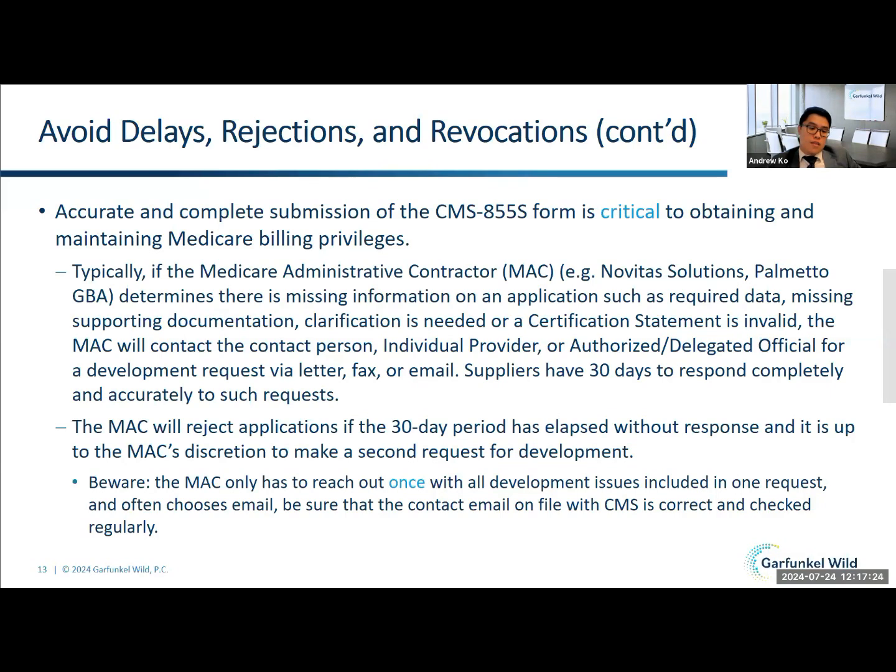What we've seen is that the request may not always be clear, so it's important when you get this notification to reach out in order to get clarification. For example, they may just cite a general supplier standard without actually explaining what is missing. The MAC will reject applications if the 30-day period has lapsed without response, and it's up to the MAC's discretion to make a second request for the development. The MAC only has to reach out once with all development issues included in one request, and often chooses email.